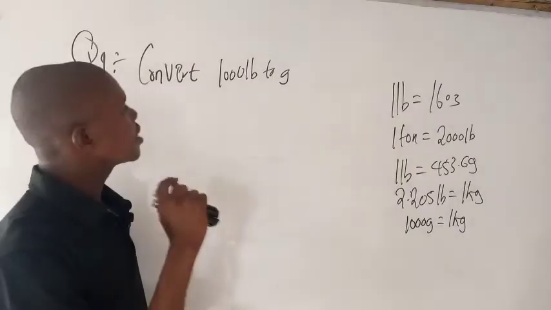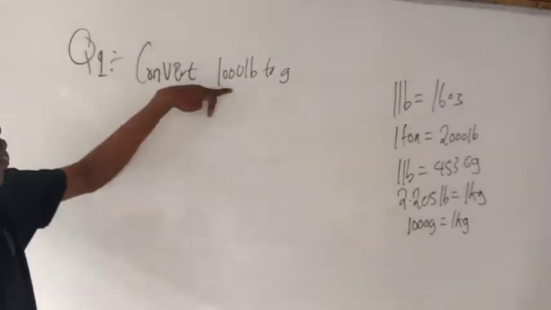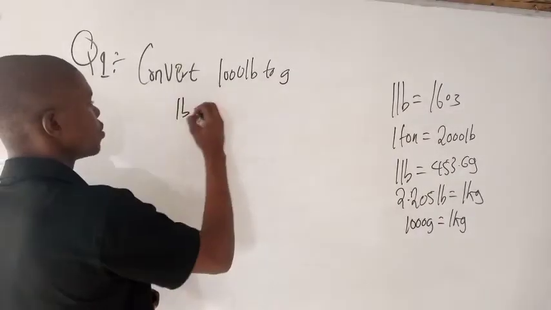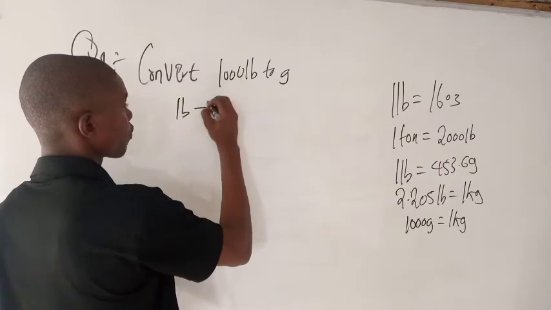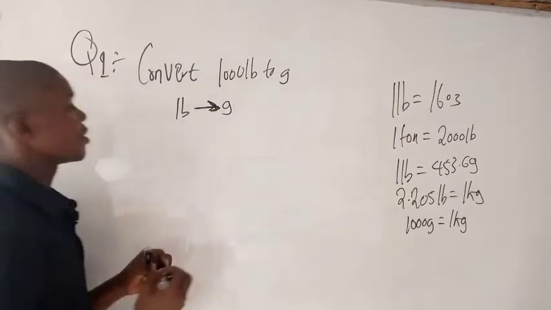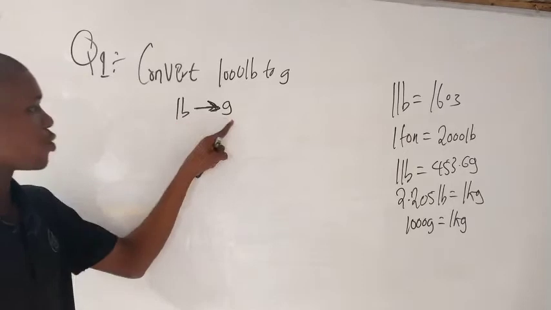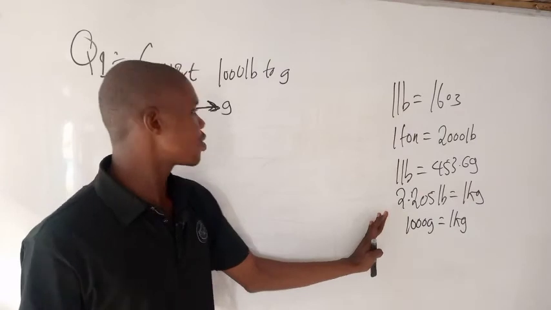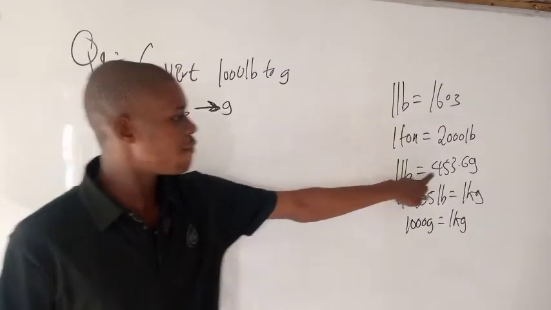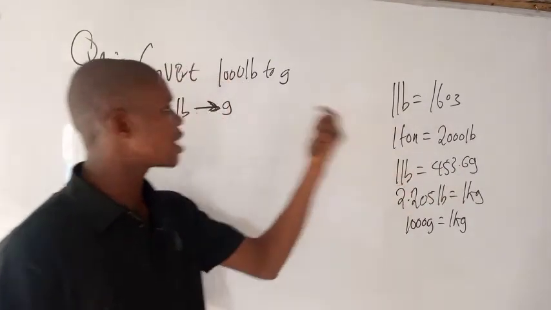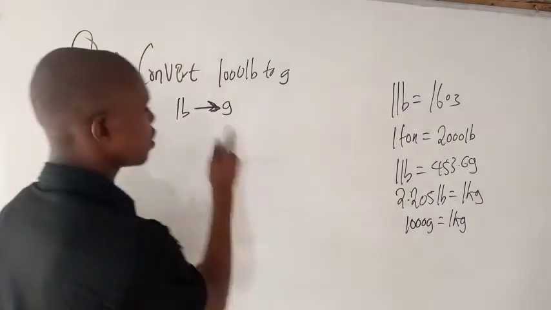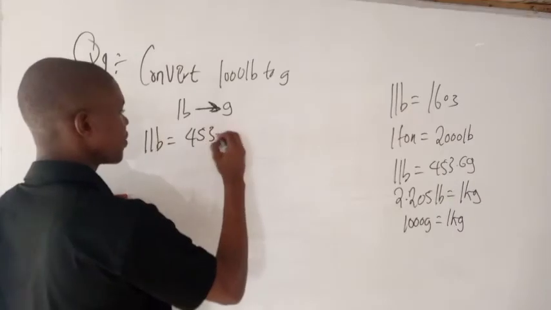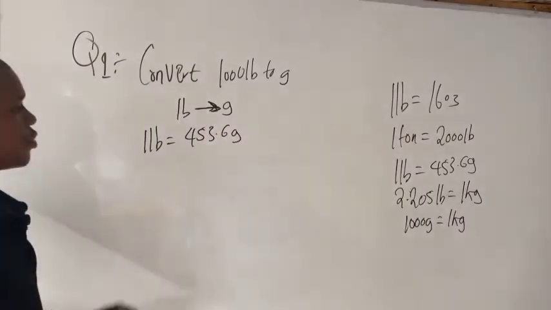So now the first thing you want to do is write the relationship between these two units here. You are converting from pounds to gram. So what is the relationship between pounds and gram? I'm going to look at this other one here. Of course, 1 pound equals 453.6 gram. So you just have to write that. The relationship between the two of them is 1 pound equals 453.6 gram. You get that?